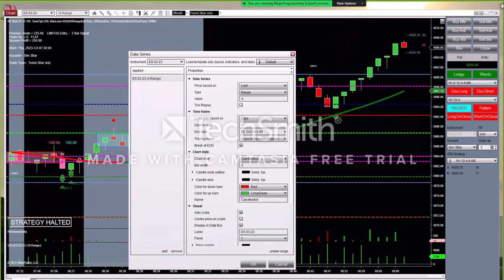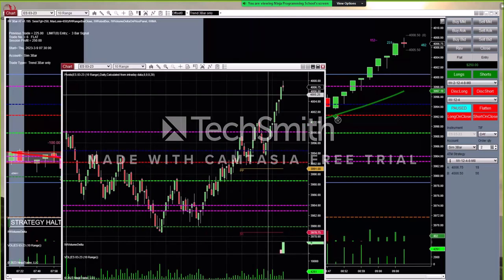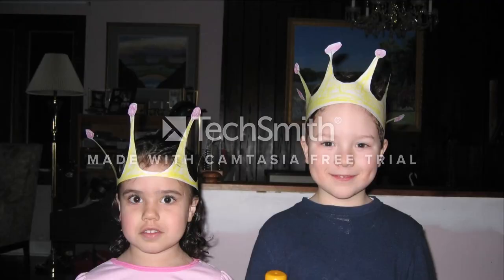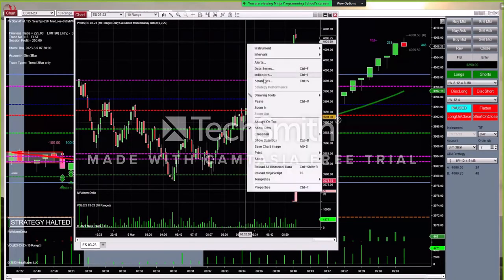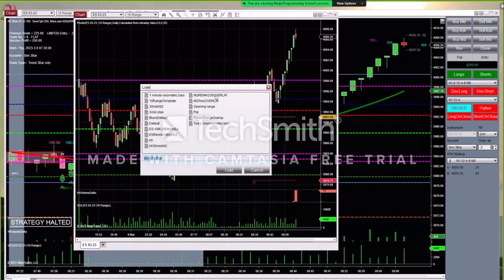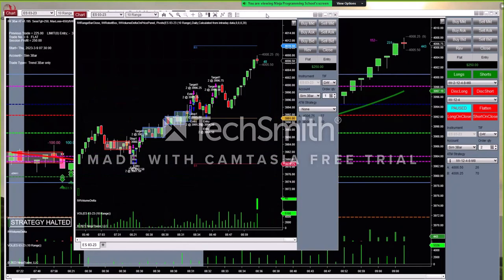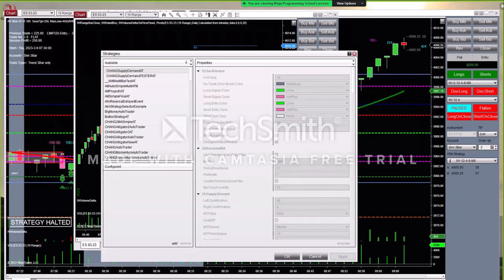We're going to be using 6. Platform's going to tell us. Let's change this to a 10. Click OK. And I'm going to right click, go to templates, load, pick up my... need to add it to the chart.